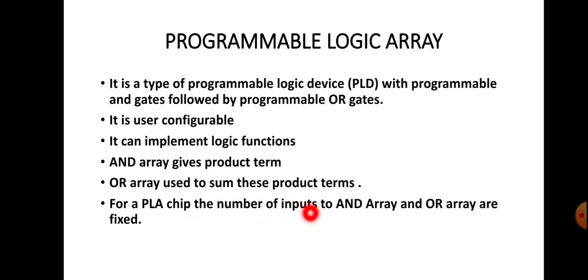For a PLA chip, the number of inputs to the AND array and OR array are fixed. So if we take a particular PLA chip, then the number of inputs and outputs are fixed. Usually we say that if there are M inputs, then there will be N AND gate outputs and there will be L outputs for the OR array. That means it is usually specified by the terms M, N and L, where M is the input, N is the output of the AND gate and L is the output of the OR gate. Sometimes all will be different.